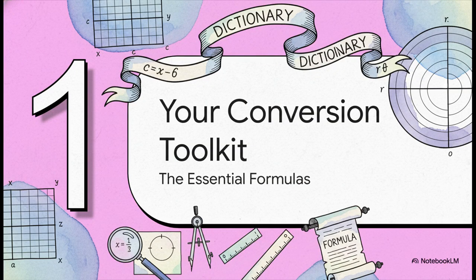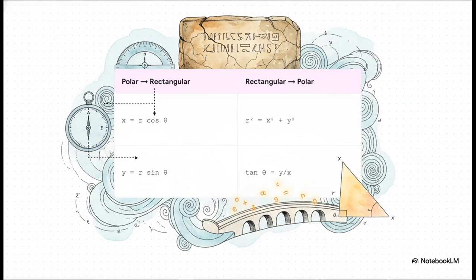All right, so how do we actually translate between these two languages? Well, like any good translator, you need a dictionary. And for us, that dictionary is our conversion toolkit, built on 4 absolutely essential formulas. And here it is. This is our Rosetta Stone for real.